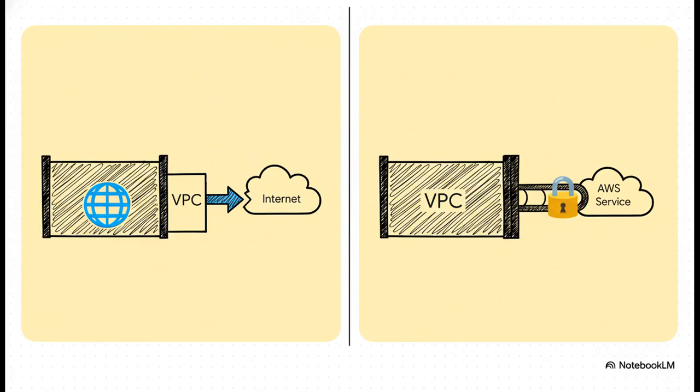First, the internet gateway. Think of this as the main gate at the front of your property. It lets traffic come and go from the public internet. But then you have a VPC endpoint. This is totally different. It's like a secure underground tunnel that connects you directly to other AWS services without ever touching the public internet. Super important for security.